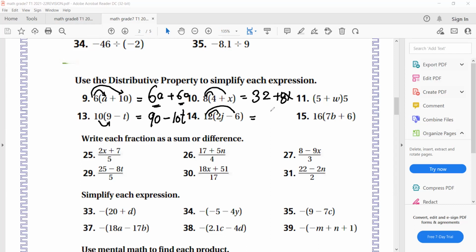12 multiplying 2j, it will be 24j, minus 6 multiplying 12, it will be 72. Okay, keep it as it is. Don't add j with a number, don't add x with a number. This is the last, this is the end. Okay, 5 times 2w will be 25 plus 5w.